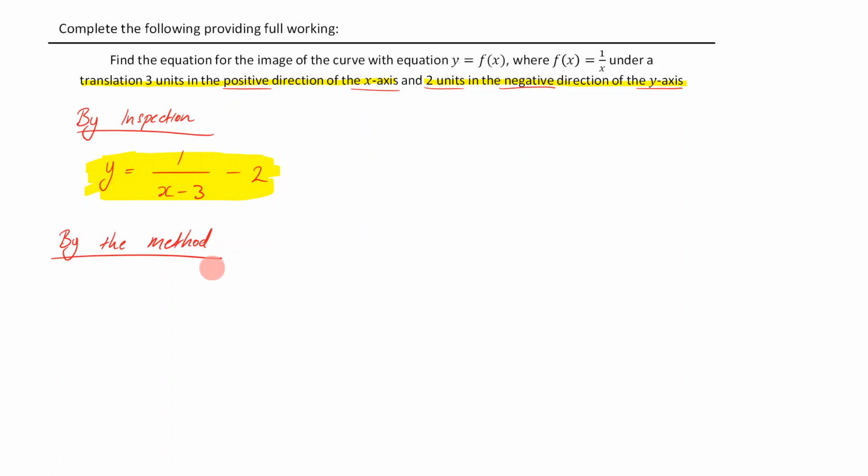How do we do this? The first thing I'm going to do is say, well, I've got some point and I'm going to my new point, x dash y dash. So I've got this old point, and I know that this new point is going to be 3 units in the positive x direction. So my x dash is going to be x plus 3, and my y dash is going to be 2 units in the negative y direction, so y minus 2.